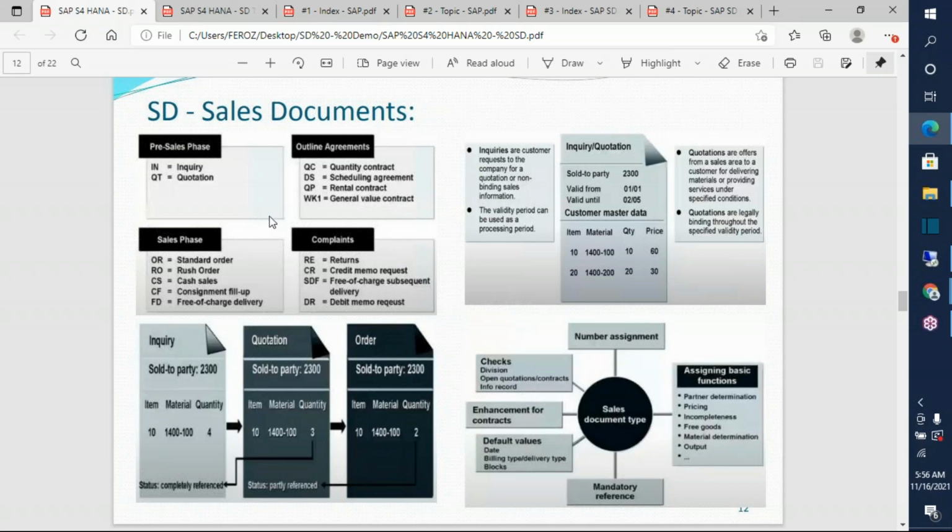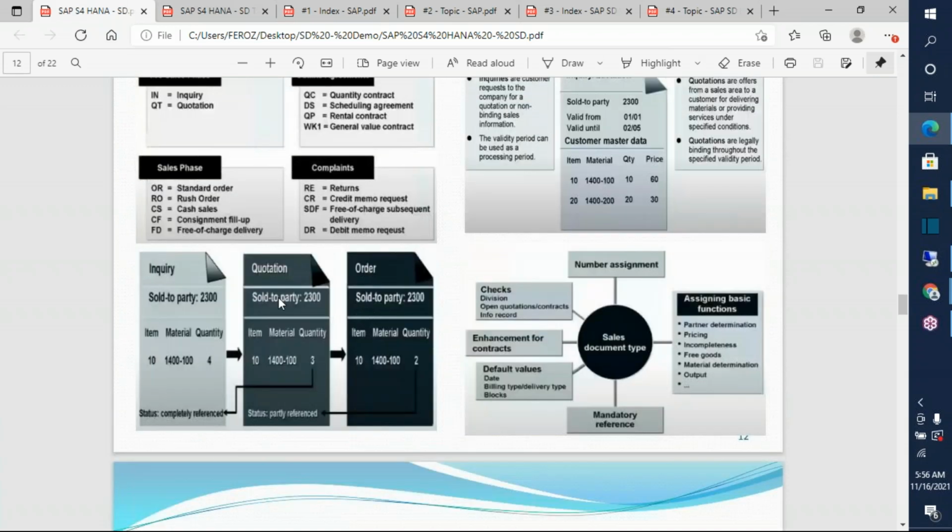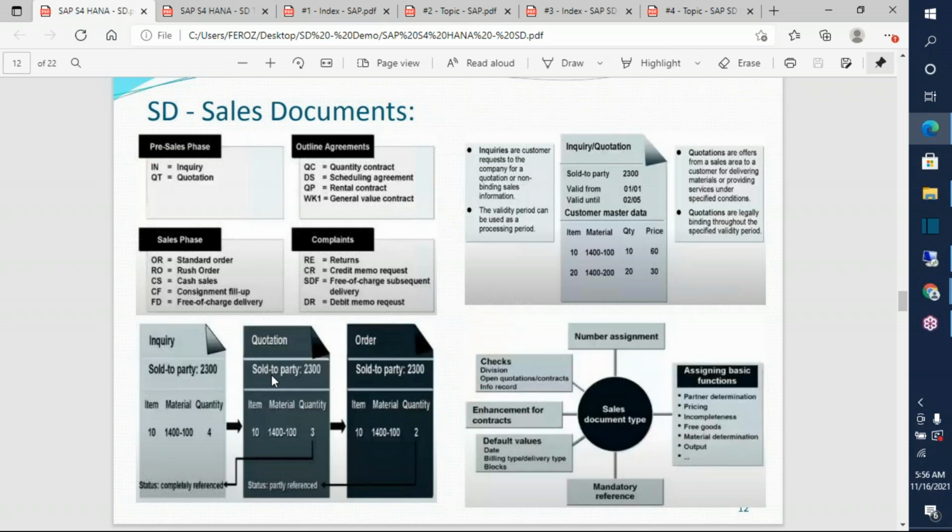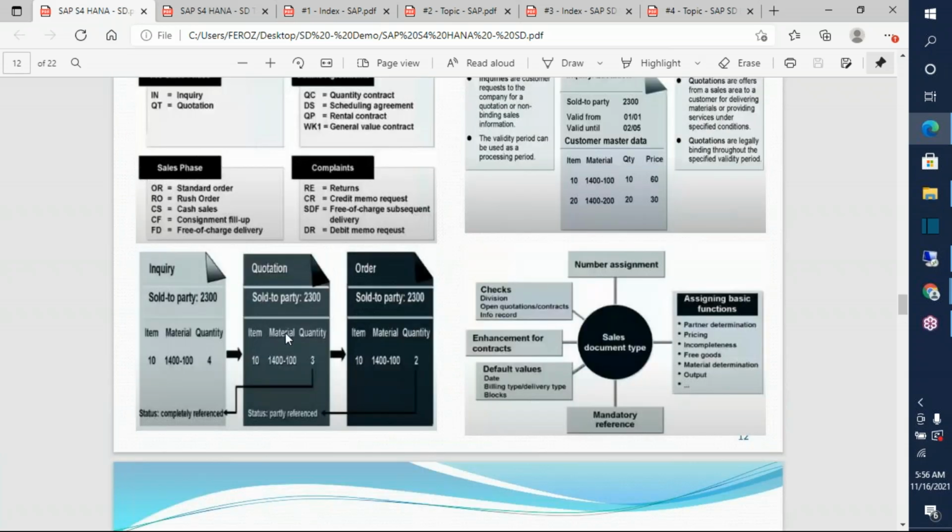These document types control the number assignment, the fields and all. So that we will be discussing. And in the documents, we will also be discussing the document flow, how the information flows from one document to another. For example, if we are creating a sales order with reference to a quotation, then how the information will flow. Similarly, if we are creating a quotation with reference to an inquiry, how the information flows from inquiry to quotation. For this, in SD, we have copy control.